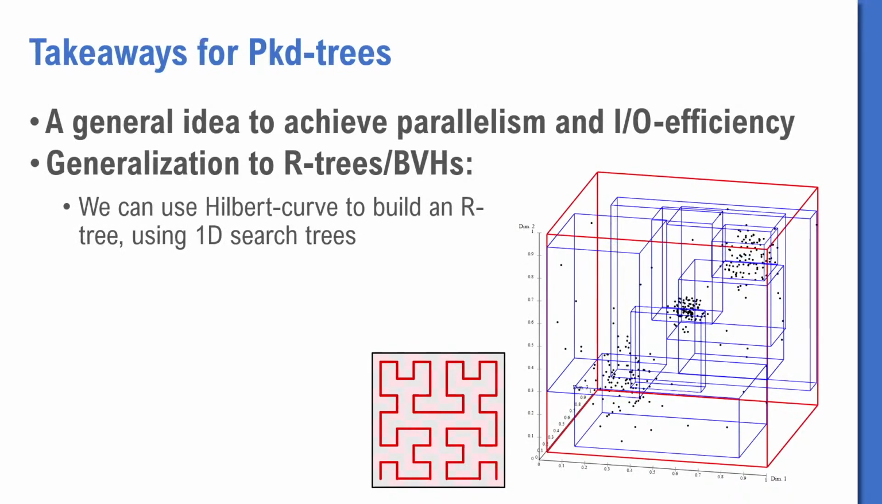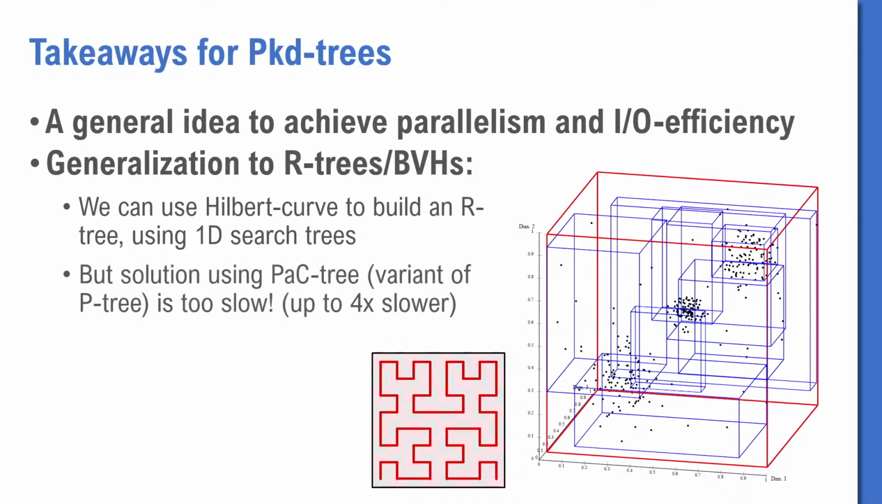Okay? And let's try it. And we picked the PAC tree because that is a variant of the P-tree, and then you use it to maintain 1D data. And we realize that this is too slow. You map data to 1D, and you build a tree. And now you sacrifice the query performance, but you also sacrifice the update performance, and you don't get anything.